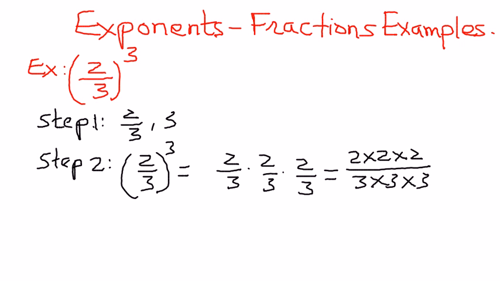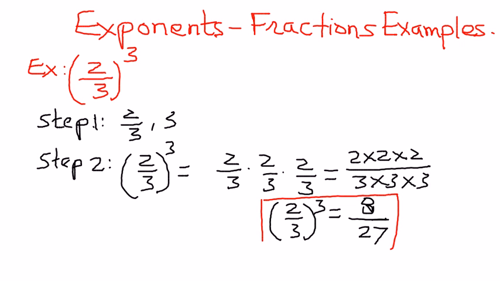So therefore, we can simplify this. We can take two numbers at a time, or if we know our 2 times table, we can multiply it out. 2 times 2 is 4. 4 times 2 is 8. On the denominator we have 3 times 3 times 3. 3 times 3 is 9. 9 times 3 is 27. So therefore, 2 over 3 raised to the power of 3 is equal to 8 over 27.